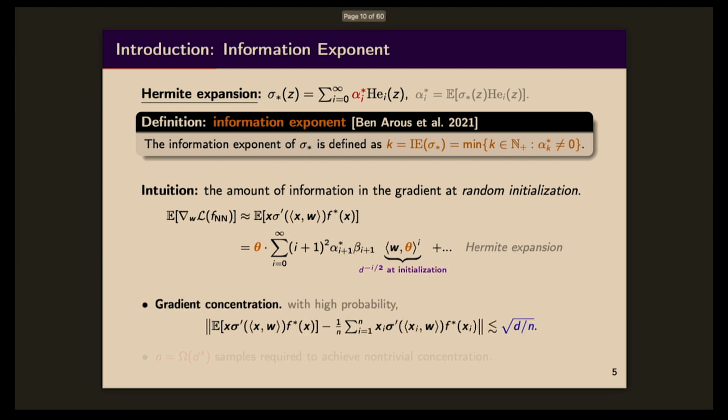So how do we translate this to a sample complexity? Roughly speaking, the information exponent tells you that the population gradient at initialization scales with d to the minus information exponent divided by 2. But we estimate the gradient from training data, and this concentration error, because we're concentrating a vector, roughly scales with d over n. If you equate the scale of concentration with the scale of the population gradient, this tells you that you need roughly d to the k samples to achieve non-trivial concentration. So this is how the information exponent relates to the statistical complexity of gradient descent.